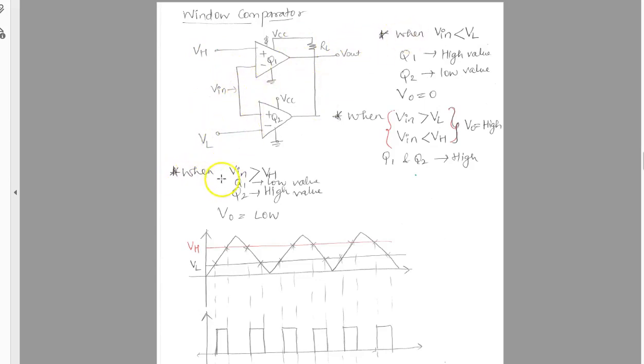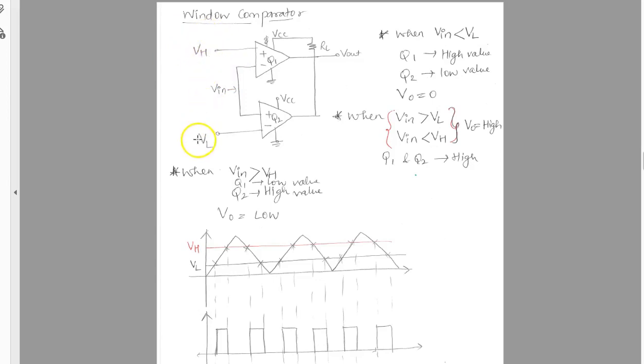Now let's jump to the case when Vin is greater than VH. When it is greater than VH, then Q1 is low and Q2 is high and the output voltage is low. So anytime your input voltage is less than VL or greater than VH, your output voltage is going to be low. But when it is within this range, which means when Vin is between VL and VH, the voltage value is under VH and VL. So VL would be the smallest value and VH will be the highest value of the voltage.